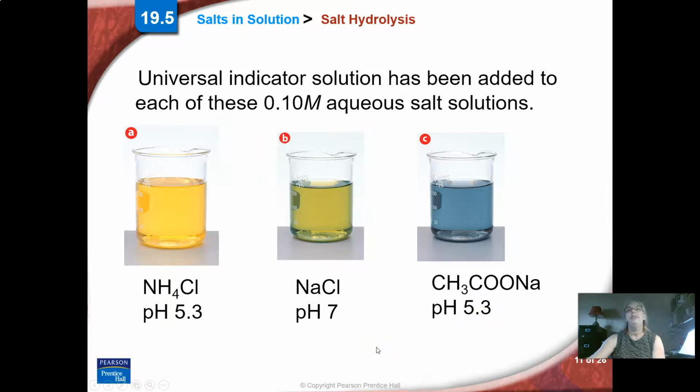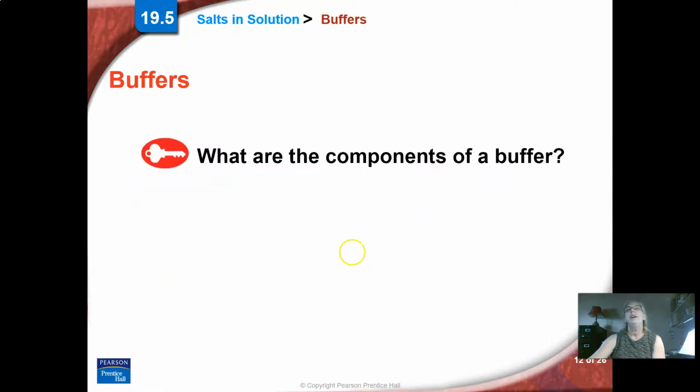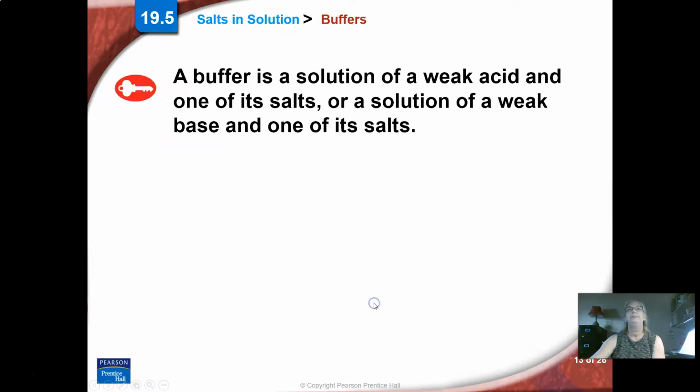So every salt you throw in water can affect the pH, and you can have that salt hydrolysis we just showed. Okay? So let's talk about a buffer. We were talking about this in our blood. We breathe in carbon dioxide, and we form a carbonate buffer system in our bloodstream.